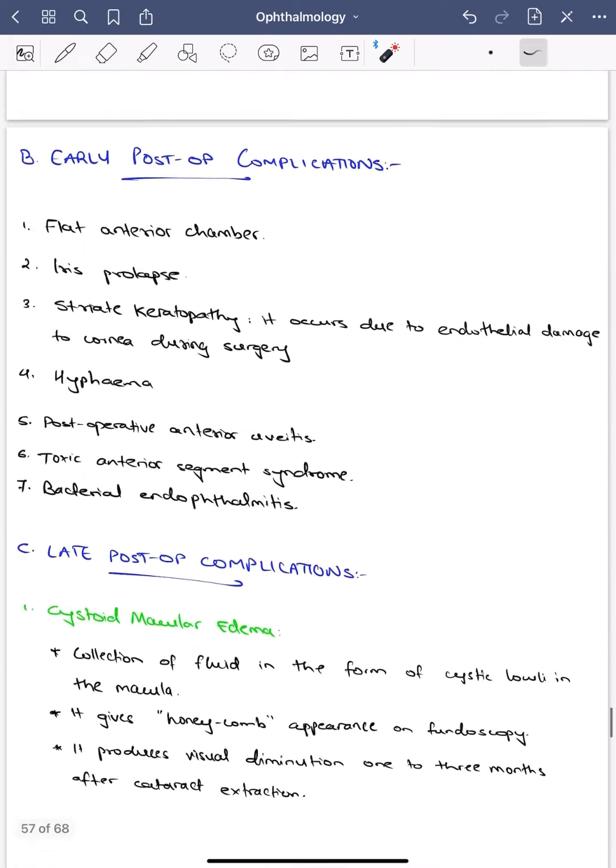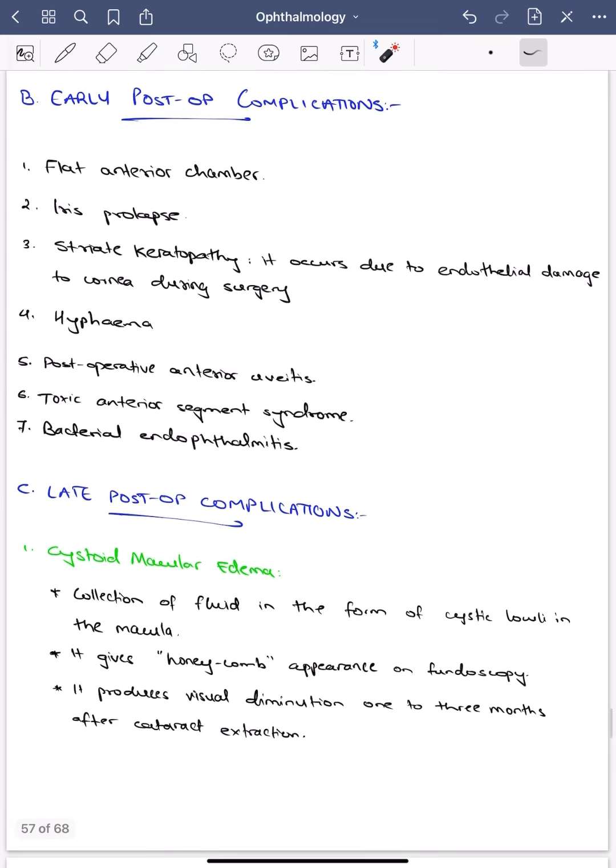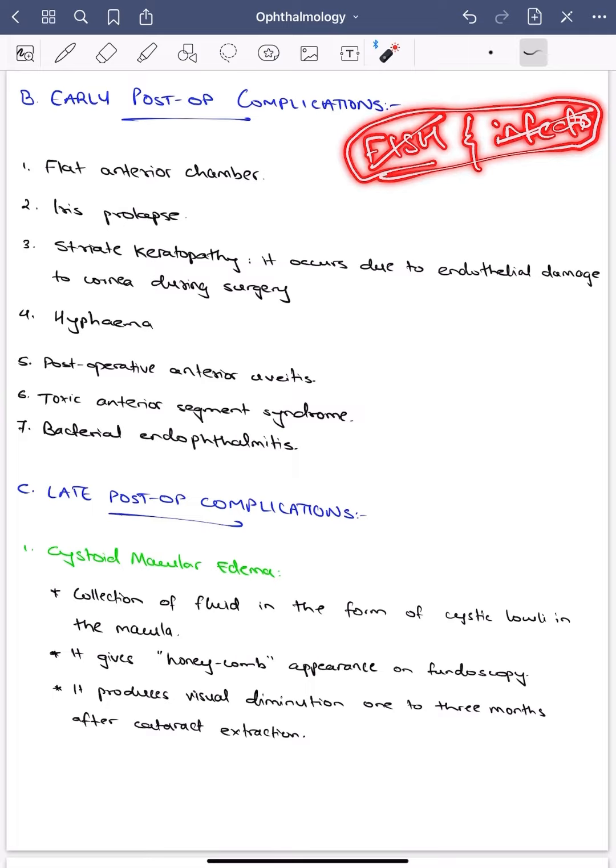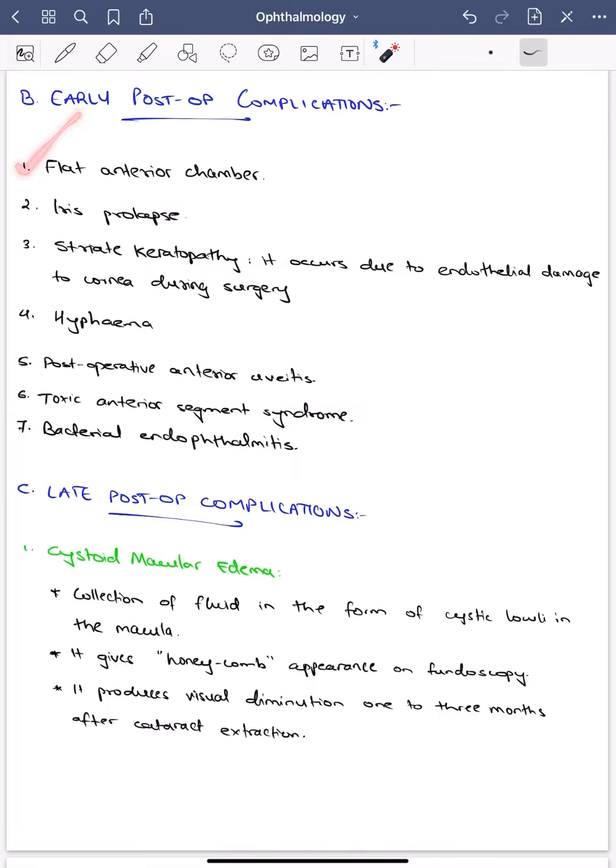Now coming to the early post-op complications, a simple mnemonic to remember is FISH and infections. Okay, so the early post-op complications are FISH and infections. F for flat anterior chamber, I for iris prolapse, S for striate keratopathy, which occurs due to the endothelial damage to the cornea during surgery, and H is hyphema. Now the infections can be post-operative anterior uveitis, toxic anterior segment syndrome, and bacterial endophthalmitis. So these are the early post-op complications. So again, remember the mnemonic: FISH and infections, flat anterior chamber, iris prolapse, striate keratopathy, and hyphema.